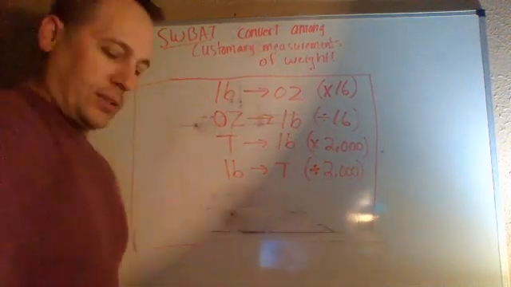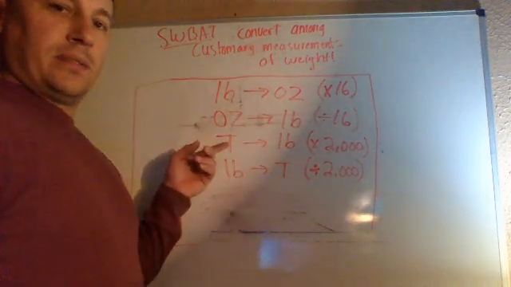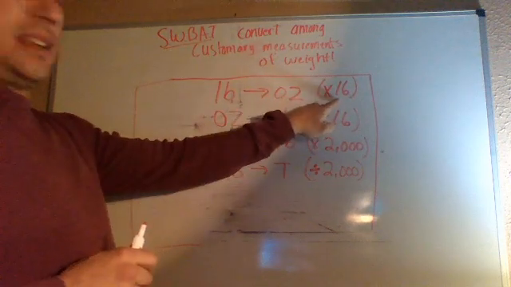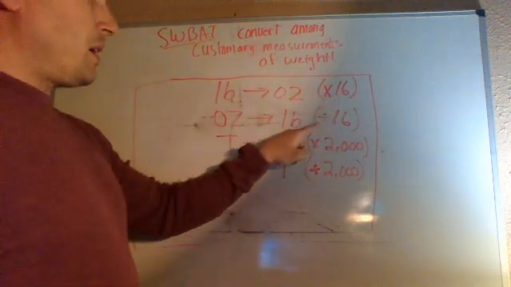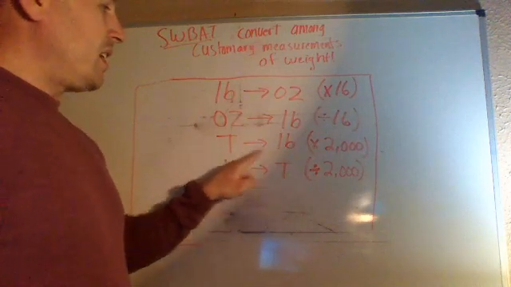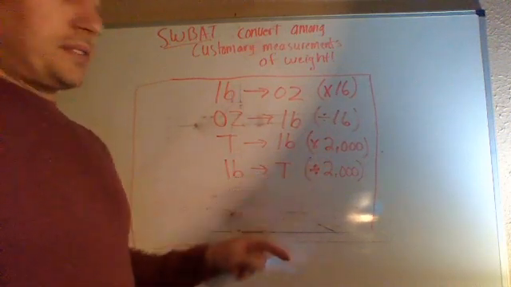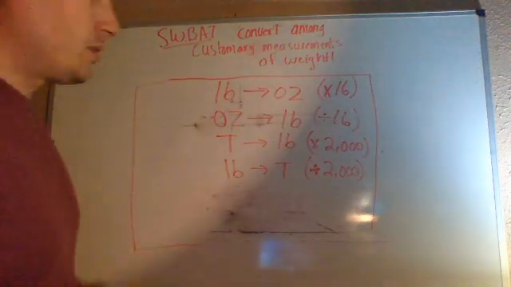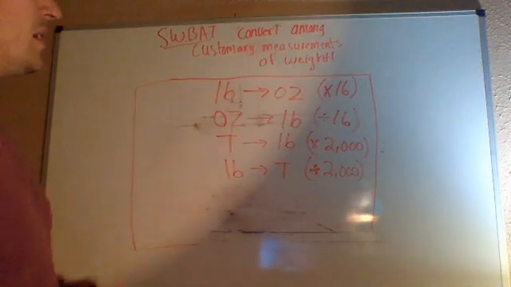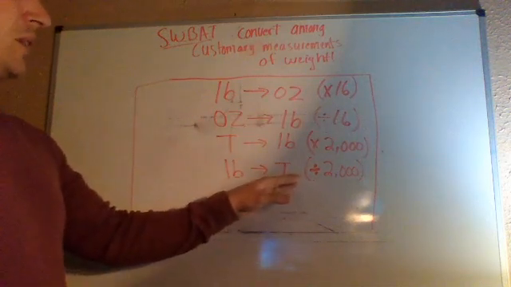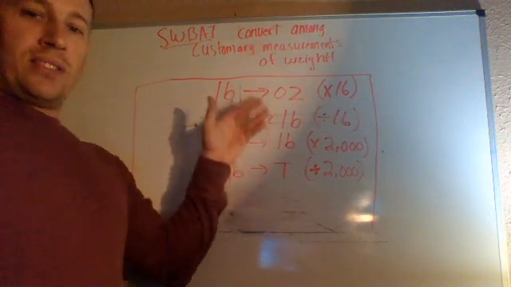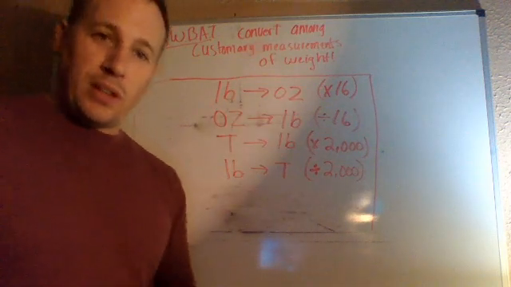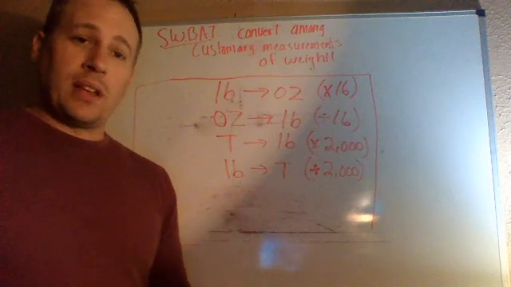It's right here. It's your cheat. It's on your homework. Pounds to ounces, take it times 16. Ounces to pounds, divided by 16. Tons to pounds, you times 2,000. Pounds to tons, you divide by 2,000. So don't forget that's pounds, ounces, and tons. There are 2,000 pounds in a ton, and there are 16 ounces in a pound. So really you're just working with the number 16 and the number 2,000 today.